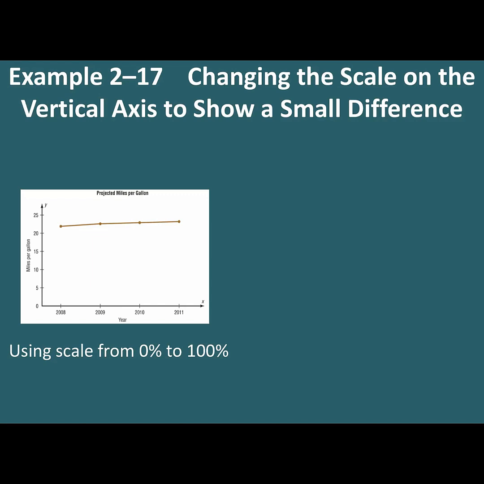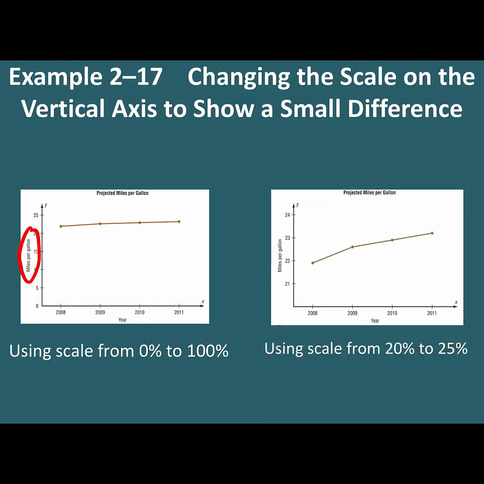In a similar fashion, projected miles per gallon from various years. Here, it looks like we don't have very much of a change in miles per gallon. It does look like it's going up, but not by very much. And perhaps in this particular case, we're not making much progress. But when using a scale from 20 to 25, it looks like we are increasing our miles per gallon rate at a much faster pace. Depending on what you're trying to do, this could be very misleading.